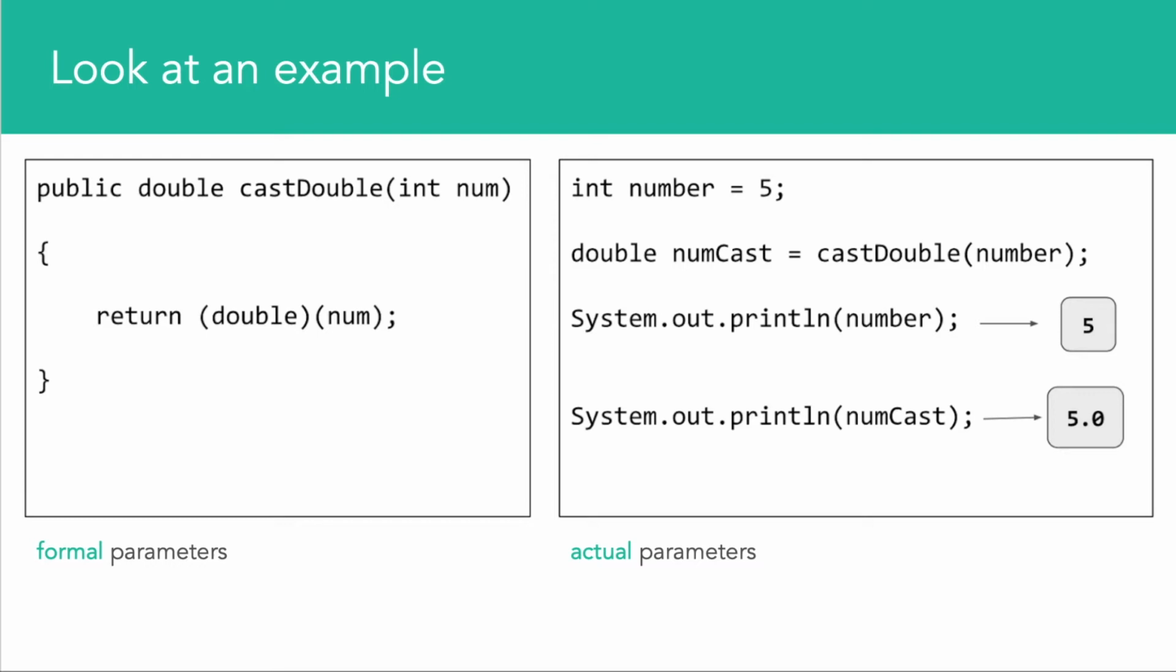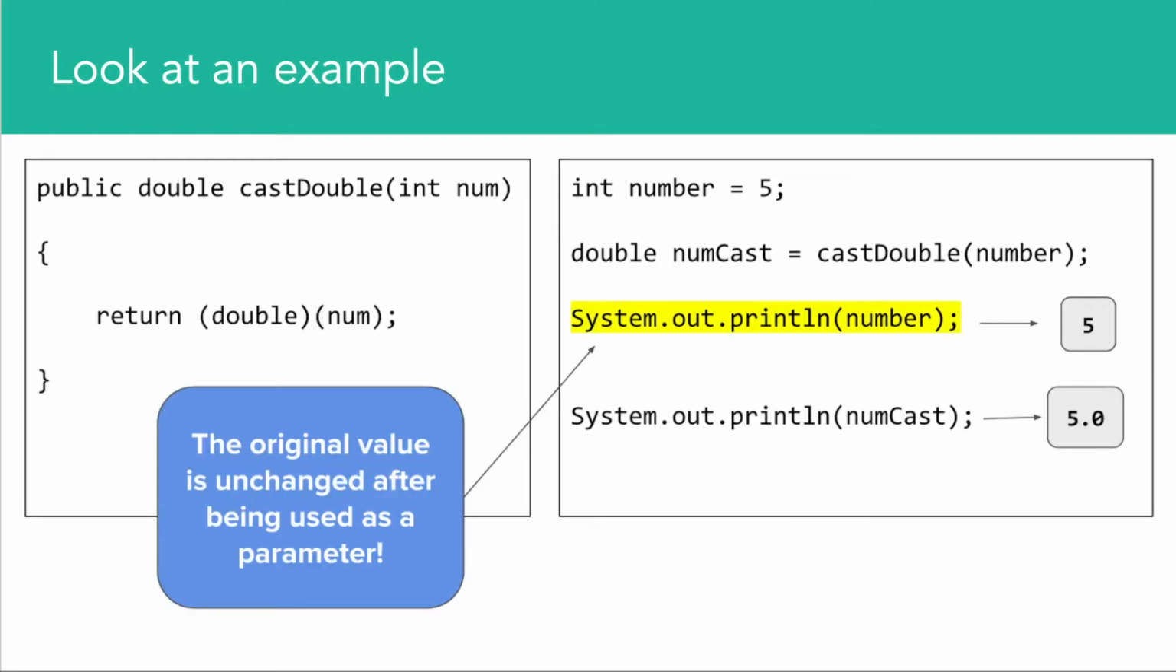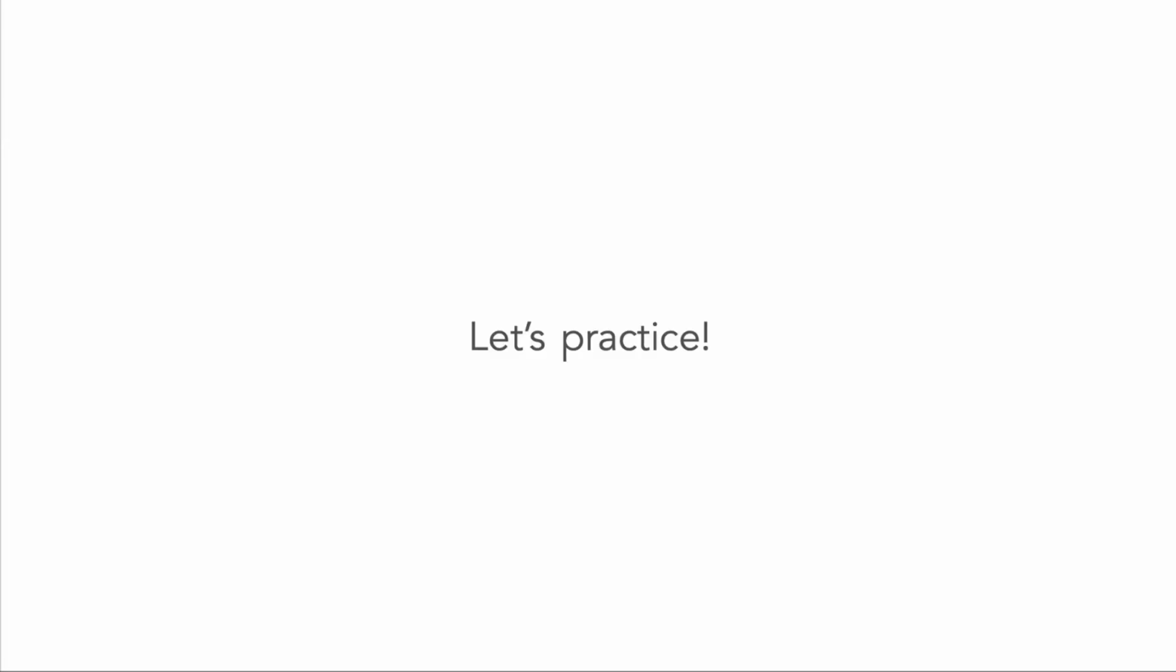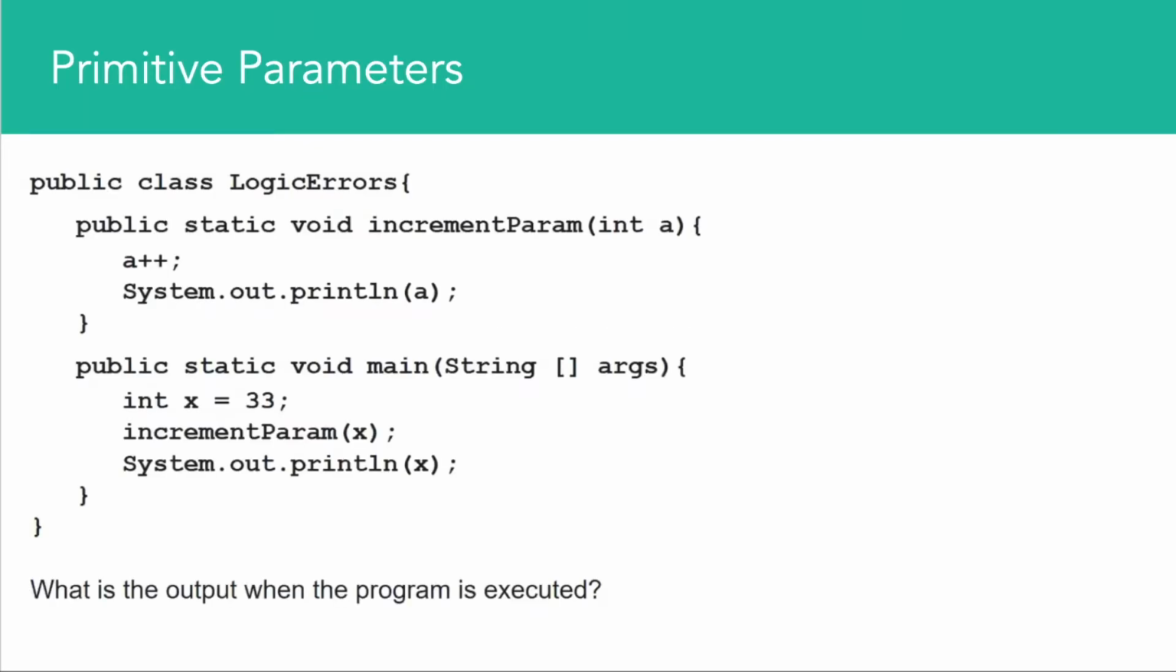Take a look at this example. In the first box, we're declaring a method and assigning it formal parameters, and in the second visual, we have the actual parameters being placed. Notice that the original value is unchanged after being used as a parameter. Let's practice. Take a look at this code where primitive values are set as parameters. What is the output when the program is executed? Create a trace table to verify your answer.